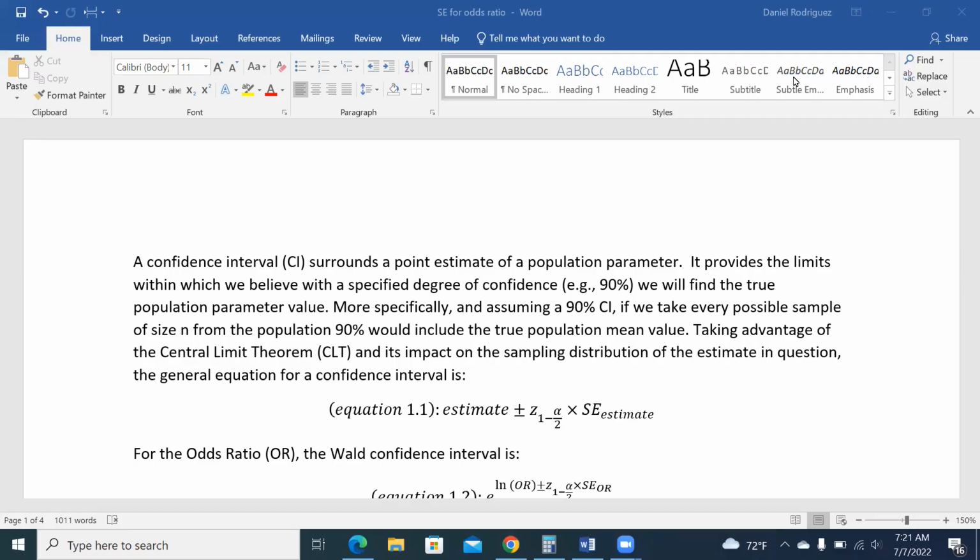This video is about the confidence interval for the odds ratio. So this has been something that interested me for a while.